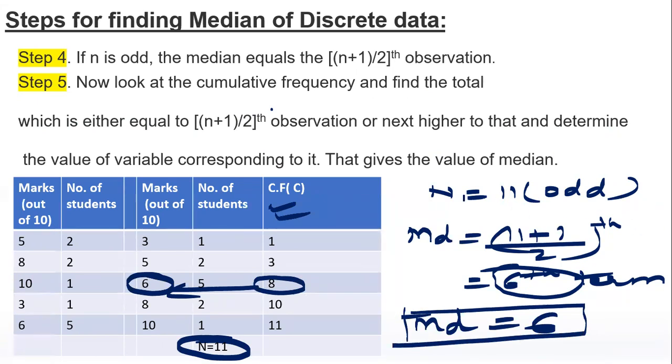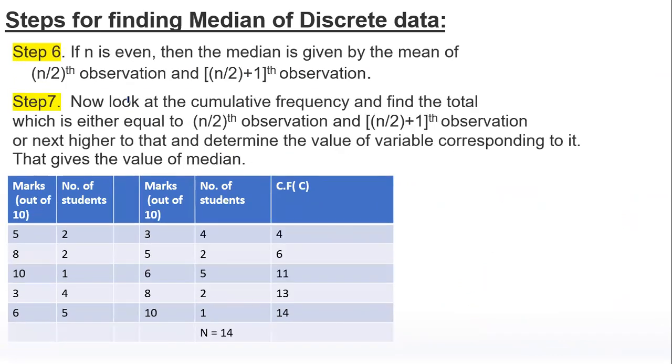So if the number of observations is odd, we find the value of the (n plus 1) upon 2th term. Here n is 11, so that is the 6th term. We look for the 6th term in the cumulative frequency column, and here we can see the median is 6. But if the number of observations is even, what will be the case?